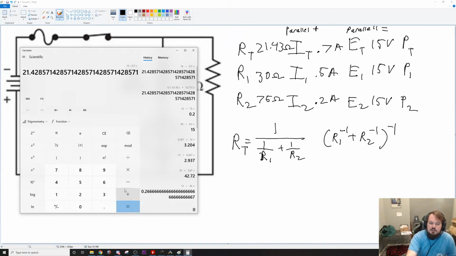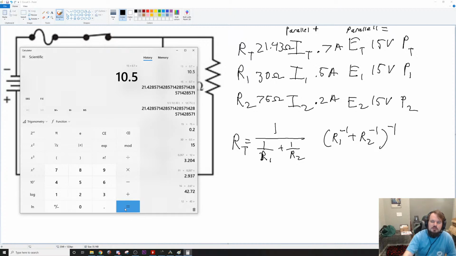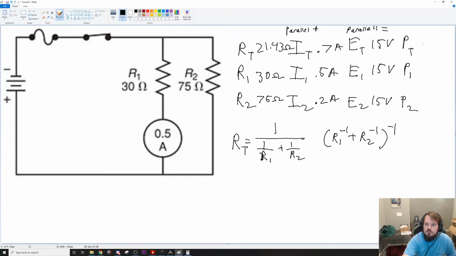Alright, so let's go ahead and find our powers just for completionism. 15 times 0.7, 10.5. That's going to be 7.5 and 3. Just doing the math in my head. Alright. And that is this circuit. Again, I can't find my mouse.